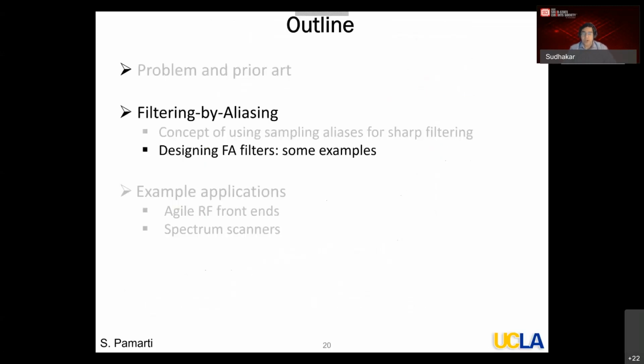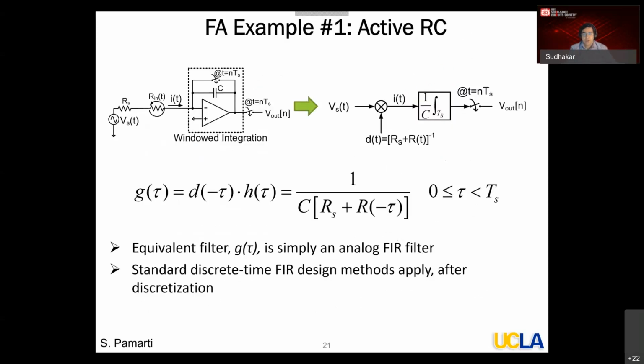Okay, so let me give you a couple of examples of how I can take this somewhat abstract concept and show you can actually realize a simple, very sharp filter. So I'm going to give you two examples. One is an active RC circuit, the other one is a passive circuit, to really illustrate the potential of this kind of technique. So let me start out with the active RC technique, which is easier to understand.